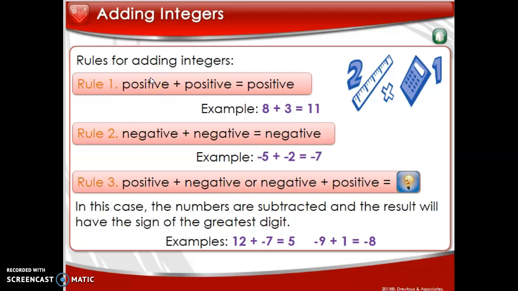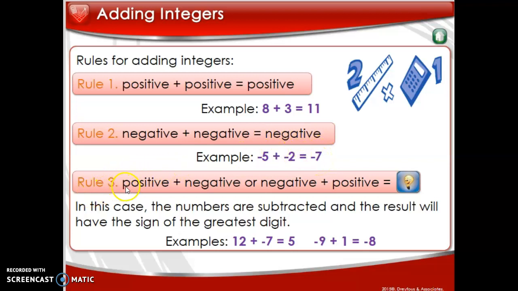Rule number 1. If you have positive plus positive, you need to add and the result is positive. Rule number 2. If one negative plus another negative, you make an addition too, but the result is negative.